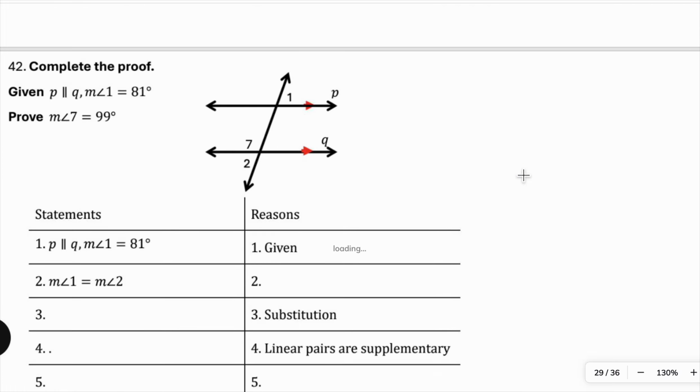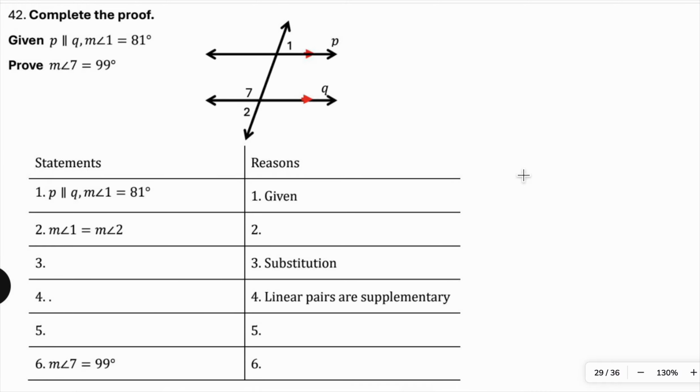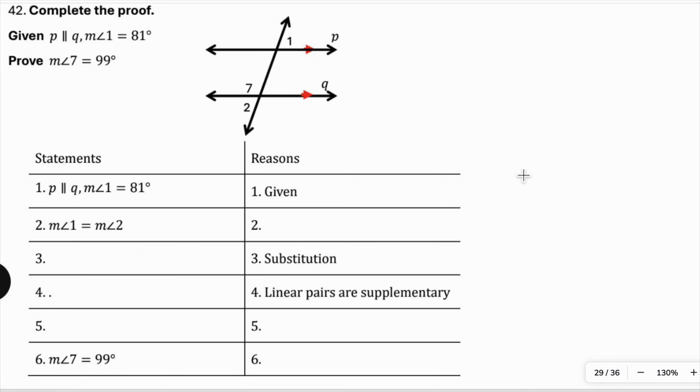Okay, almost done here. We got this proof and then a few more things in the back and then we're done. Completing the proof, this one's nice because you're just going to fill in some reasoning here. So we know that P is parallel to Q and the measure of angle 1 is equal to 81. We want to prove that the measure of angle 7 is 99. So I'm going to go and just mark 81 just so we know that.